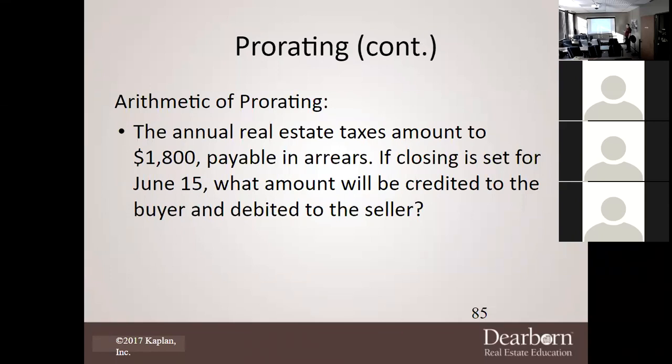The arithmetic of prorating: the annual real estate taxes amount to about $1,800. It's payable in arrears. And what's that mean, Miss Linda, when we talk about arrears? Paid for the previous. You're not paying your taxes for 2021, you're paying your taxes for 2020. So arrears means in the past, not in the future.